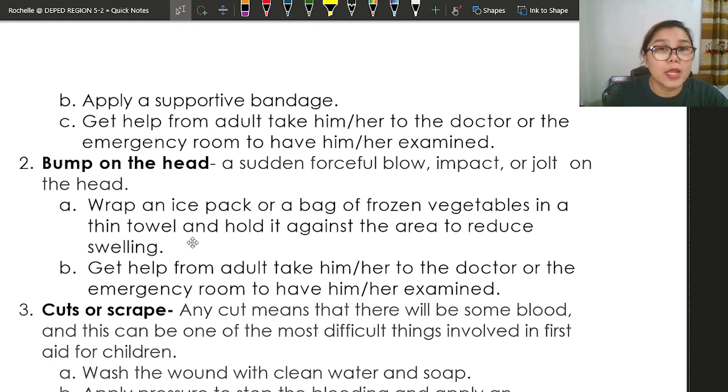Basta ang bukol, walang sugat. So just a bump. And then, get help from an adult, take him or her to the doctor or the emergency room to have him or her examined. So usually pag malala, may mga ano na yan, may mga tear na yan sa skin. So it's serious. So hindi lang bukol ang gagamutin.